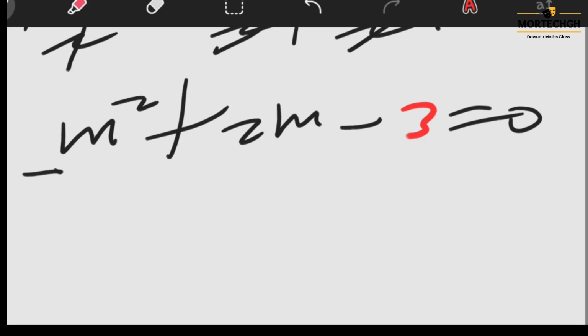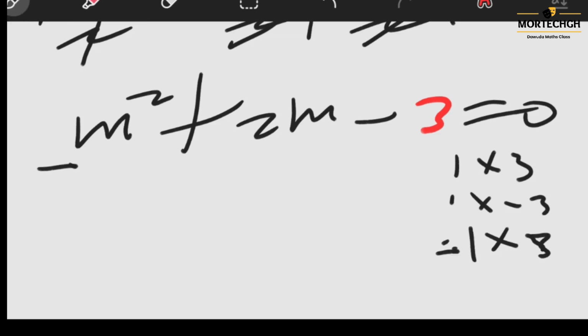So what are the factors of 3? Factors of 3 are 1 and 3, both positive and negative. So we have 1 times 3, right? And then we have 1 times minus 3. Now we have 3 times minus 1. We can also have minus 3 times minus 1, both positive and negative. These are the possible factors. So among these factors, which one do you think if you multiply to give you minus 3? If you consider 1 times minus 3, yes, it will give you minus 3. 1 plus minus 3 will give you minus 2, so this one is wrong.